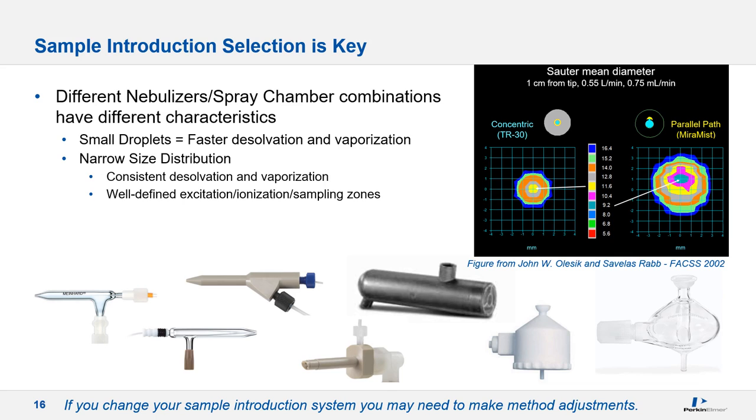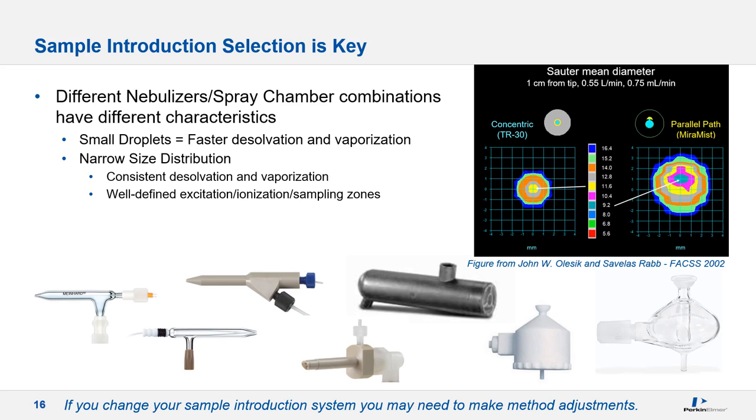As the results of this study show, the smallest aerosol droplet size for the Miramist nebulizer at 9 microns was slightly smaller than the 11 micron droplet size produced by the Meinhard TR30 nebulizer. However, if you look at the size of the colored plots, which is indicative of the size distribution for each nebulizer, the TR30 nebulizer produces a much tighter or consistent droplet size and is generally one of the preferred nebulizers for ICP-OES analysis.